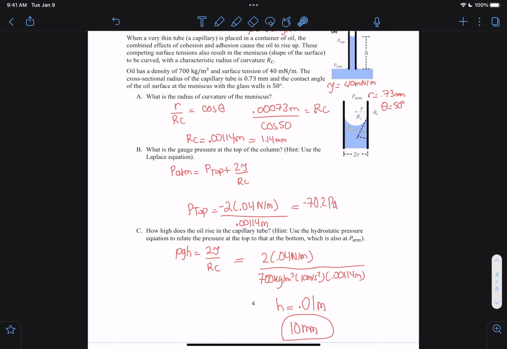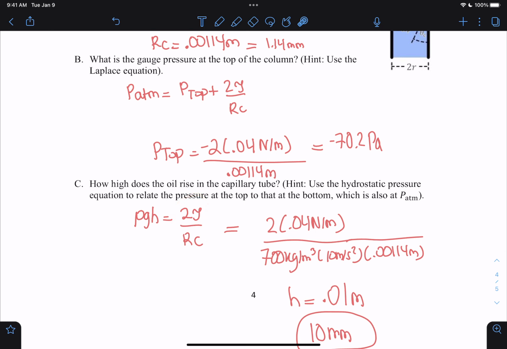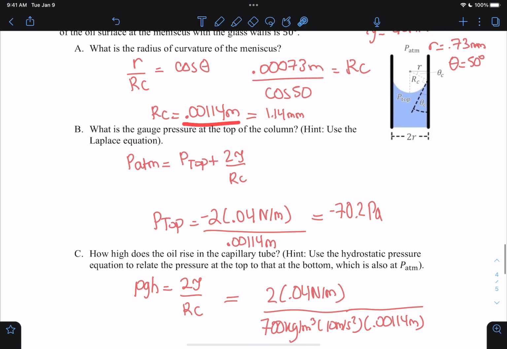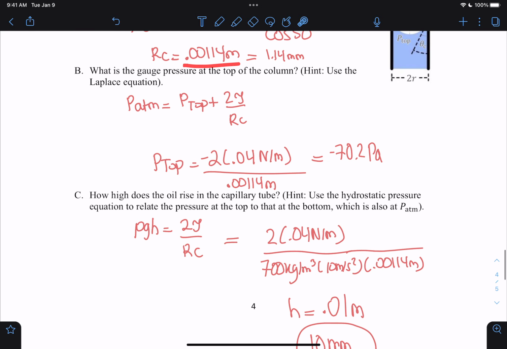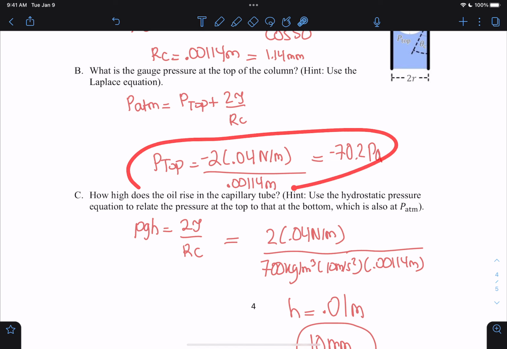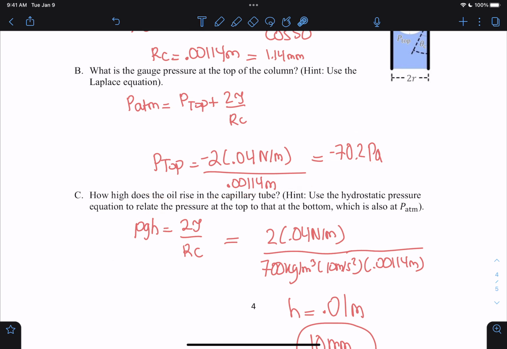No, I don't think so, because this right here will just be equal to the density times the gravity, and then this height is unknown, so we can't have a specific value for this because we're looking for h. So we use the 2 times the surface tension divided by the radius of curvature that we got from part A, and then we divide by the density times the gravity, right? Because this p top here is going to be different than this rho g h here.